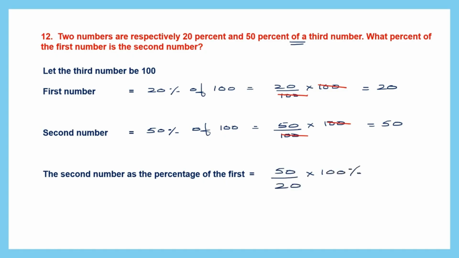So here we can cancel. I can cancel this and I can cancel 2 and 100. 2 into 50 is 100. Now here let's multiply the numerators. 5 into 50. 5 5s are 25 and you add the 0. It becomes 250 and then we have the percentage sign. So this is 250%.